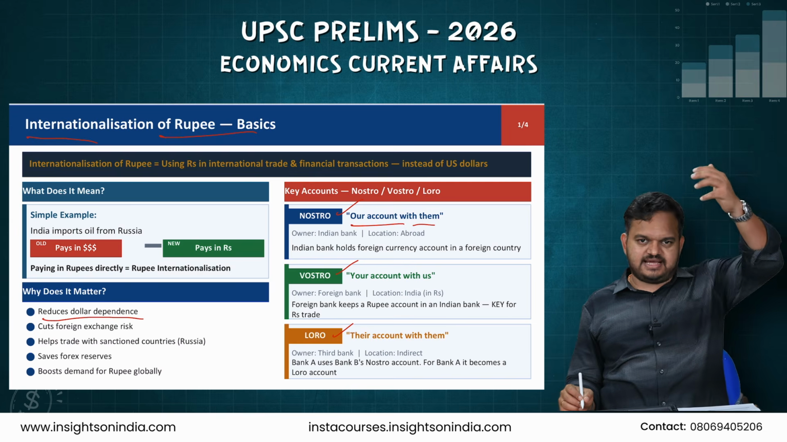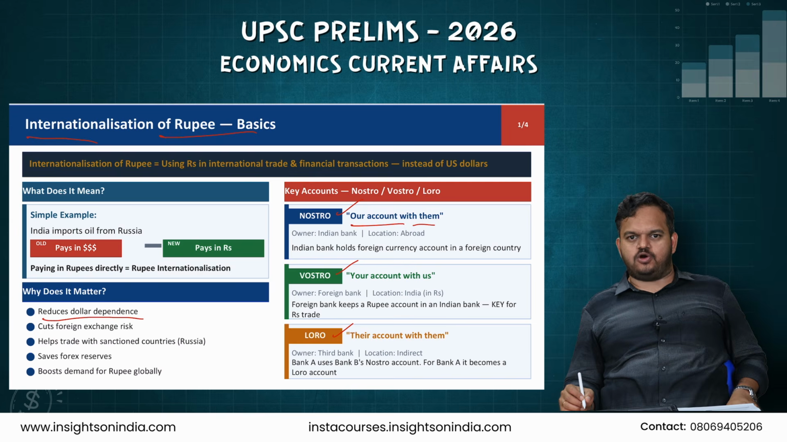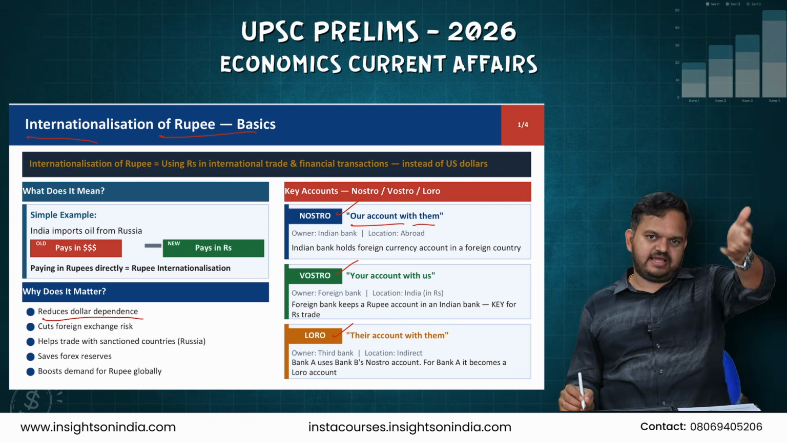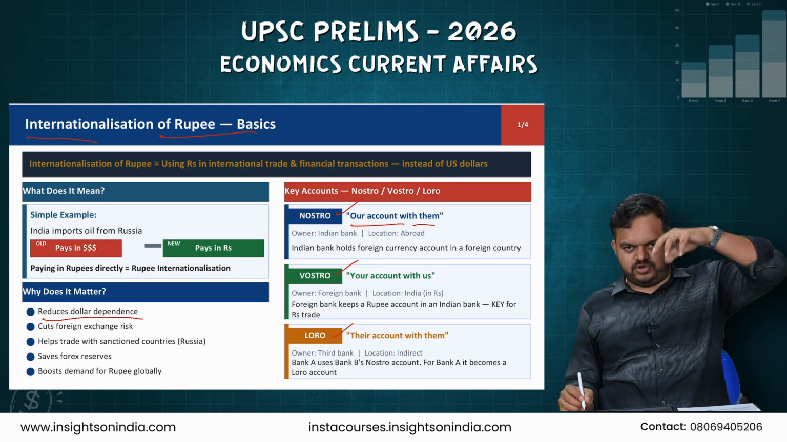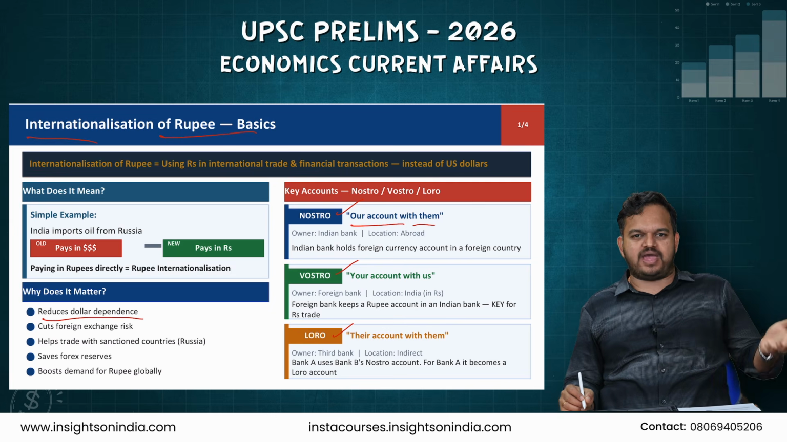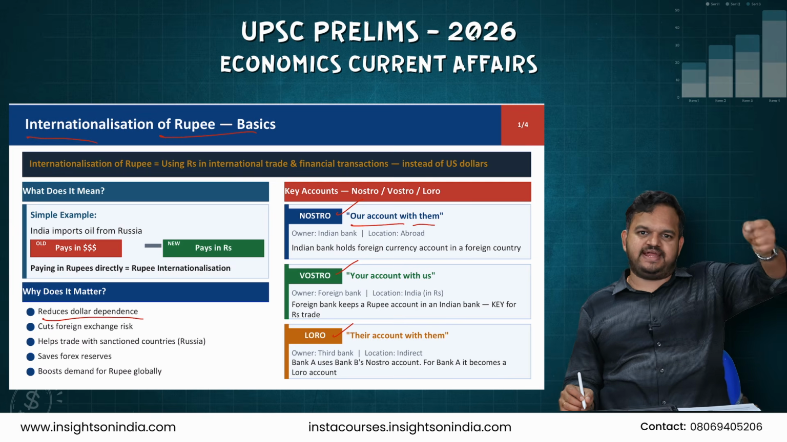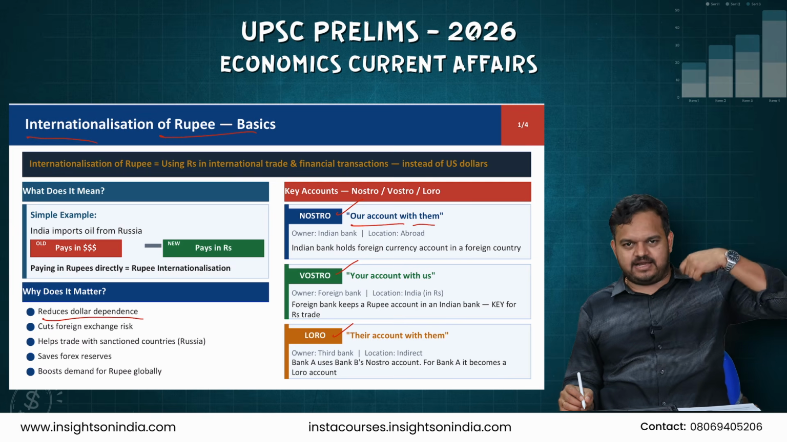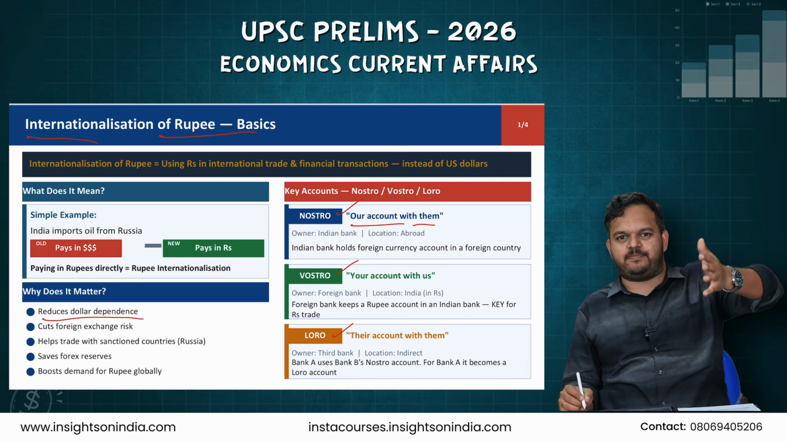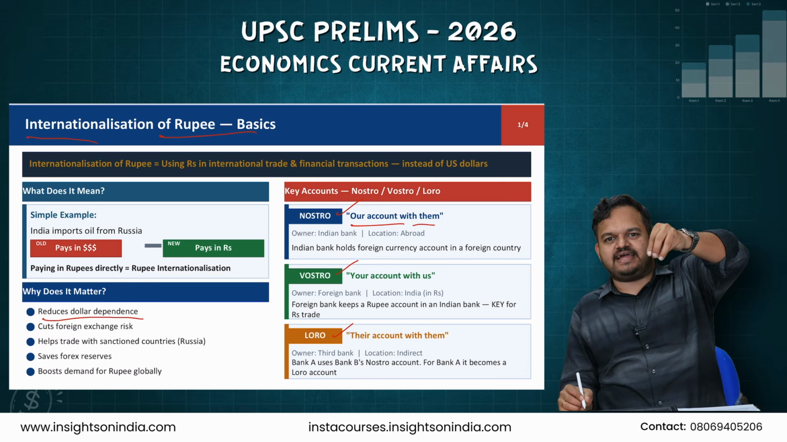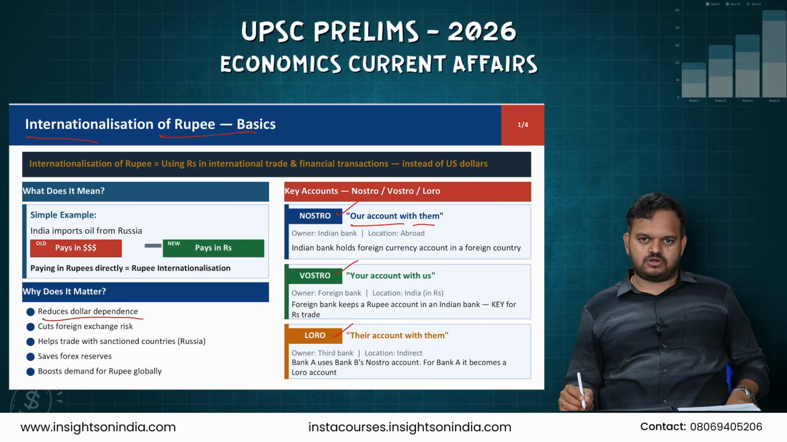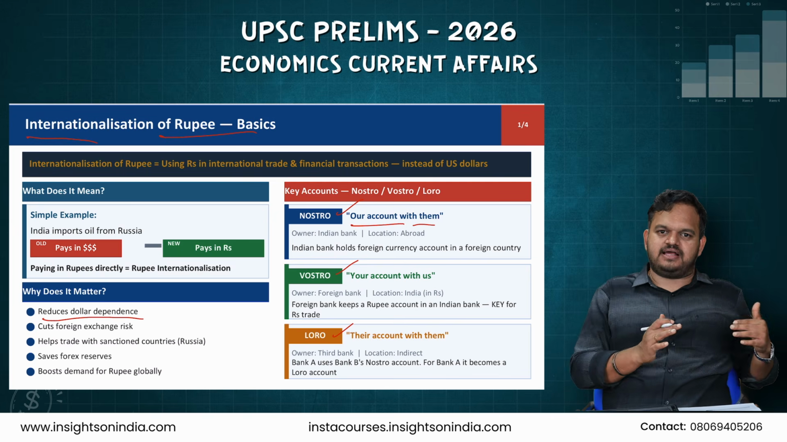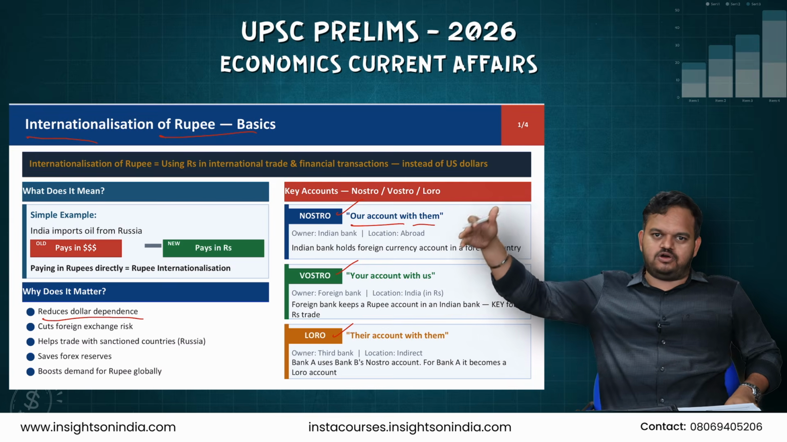It means an Indian bank has opened an account in Russia, that is a Nostro account. An Indian company exports something to Russia. Now the Russian company importing India's goods has to pay. It does not pay into an Indian bank or pay in rupee; rather, it pays in its own currency and deposits it in the Nostro account in its own country. Understood? An Indian bank has opened an account in Russia, that's called a Nostro account.